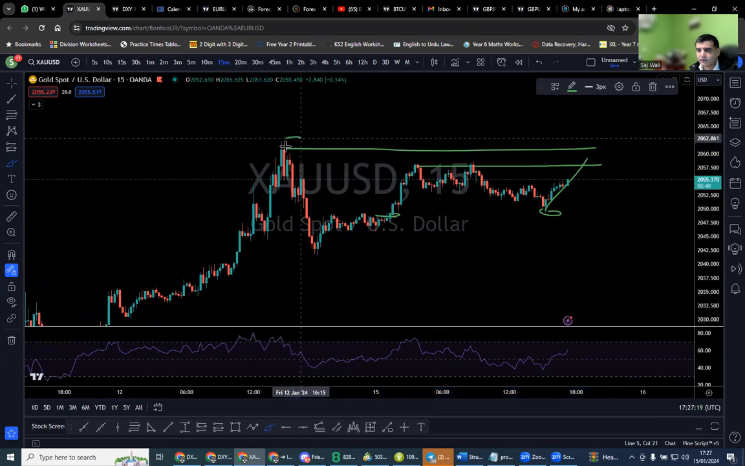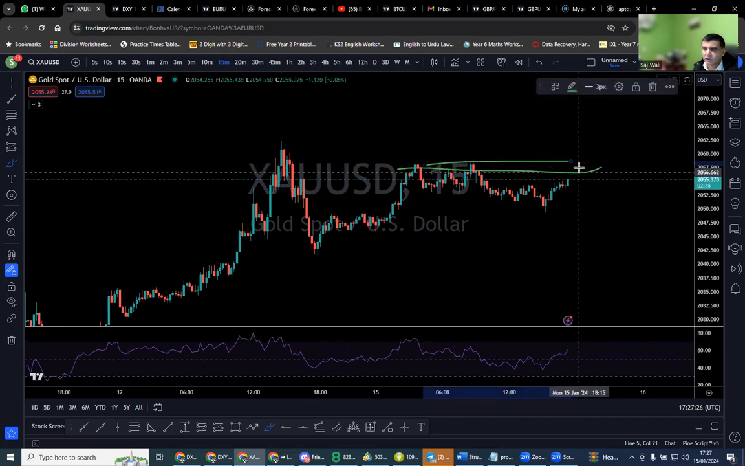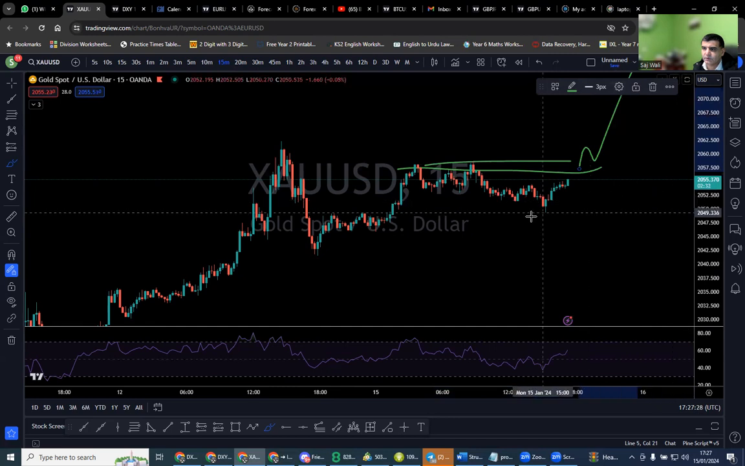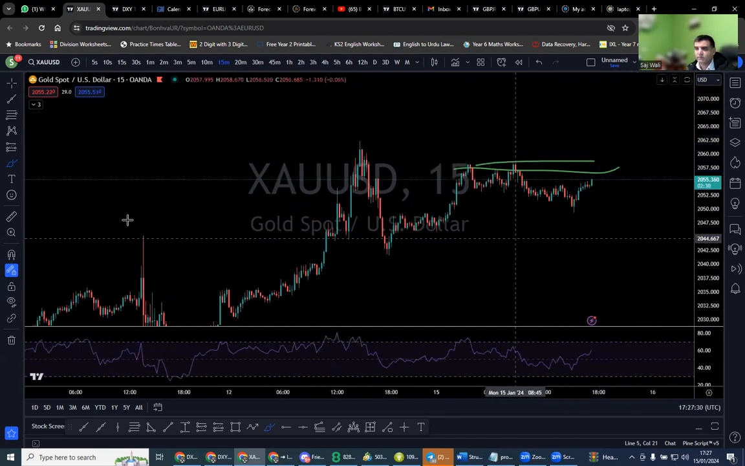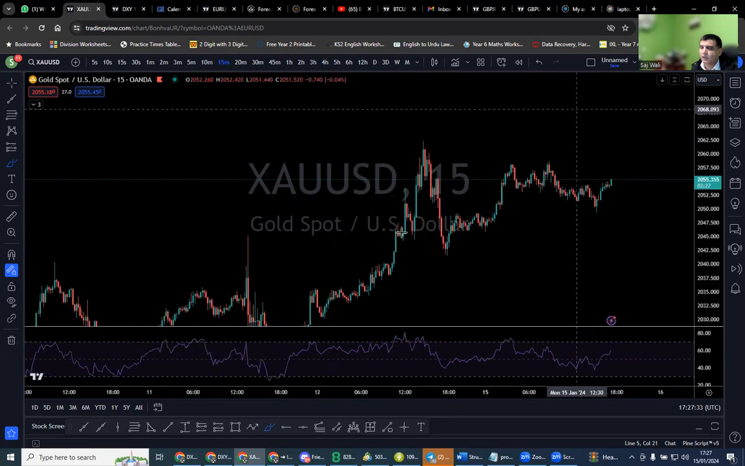And I'm expecting this structure to be broken as well. So let's see how the market moves first. Target here, and then probably move to the upside, as explained before. So that's the situation in gold, and I hope it helps.